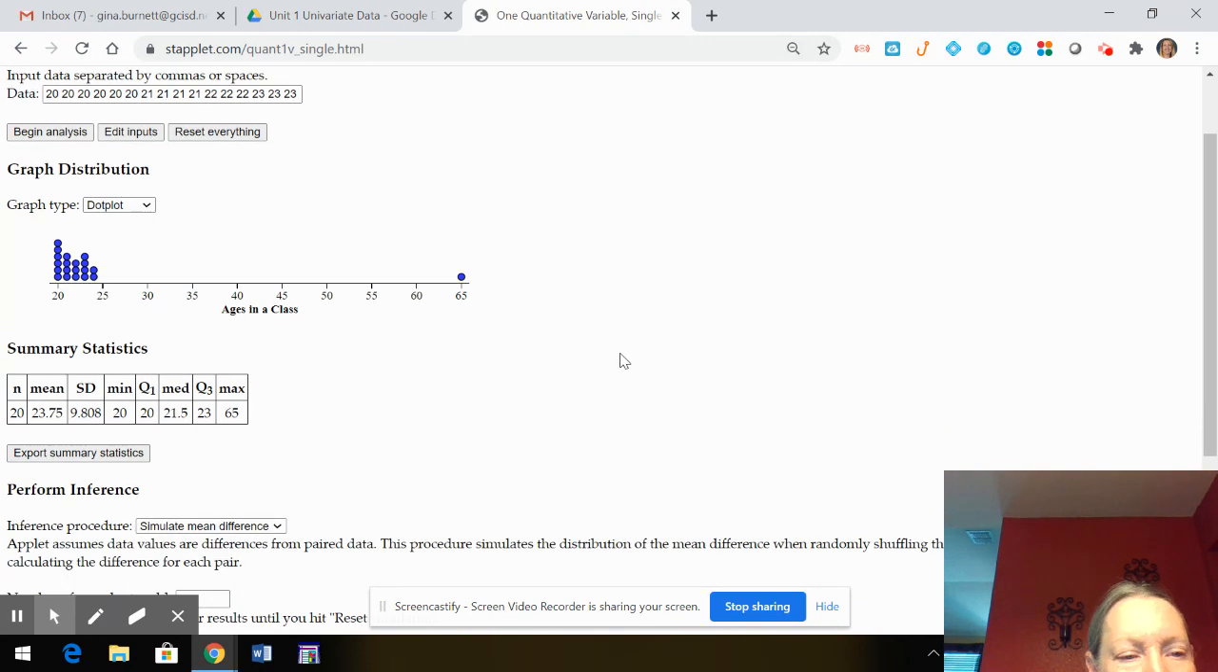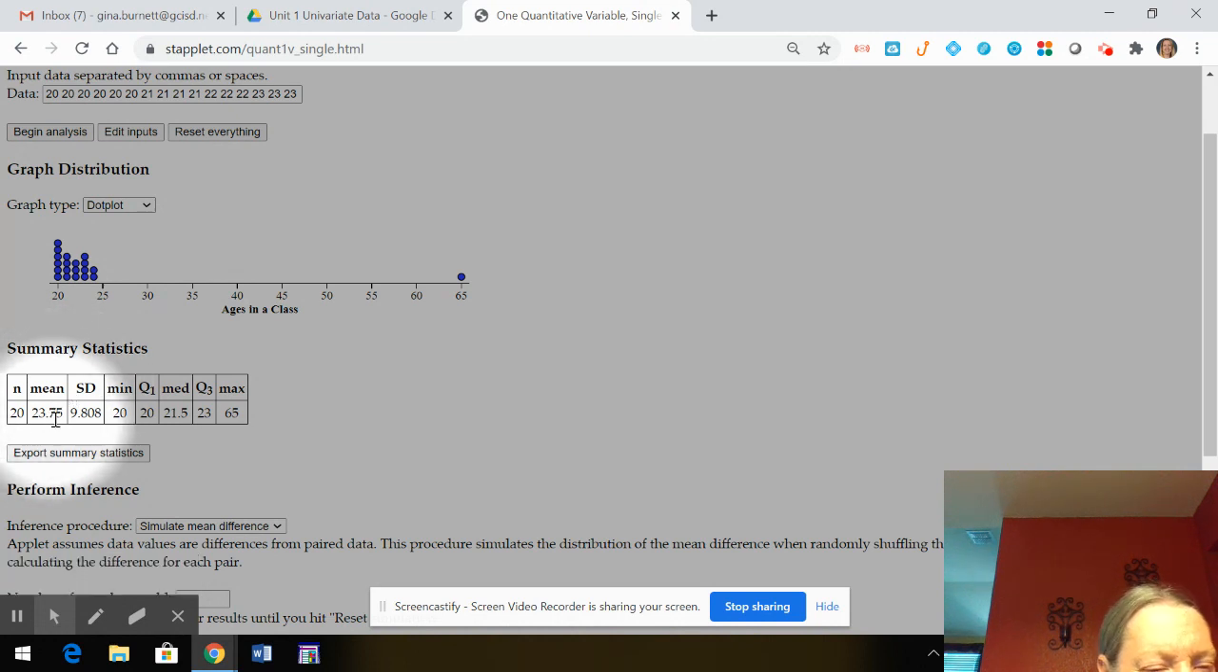So the first part of this question in example 8 asks you about measures of center. It asks you specifically about the mean and the median and the mode. So here's my data right here, and then you'll notice you get summary statistics down here at the bottom. So my mean is 23.75. That's the average age in the class. The median is 21.5. Those are the two most popular measures of center.